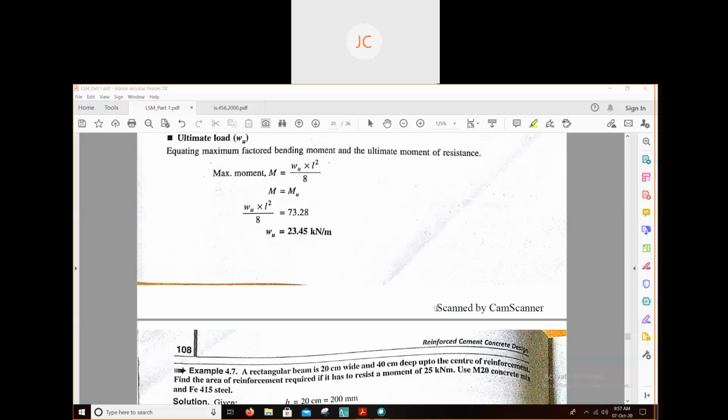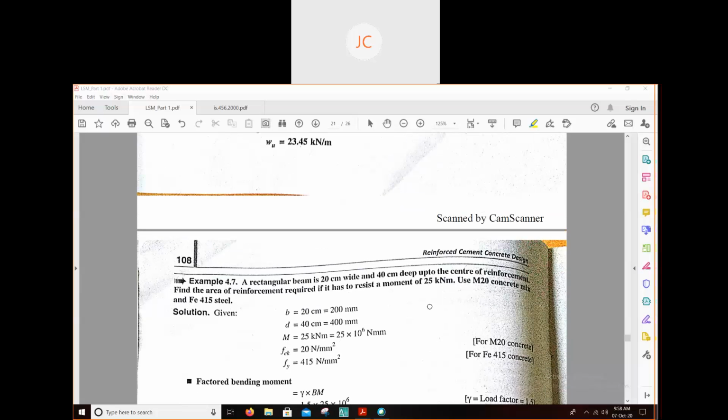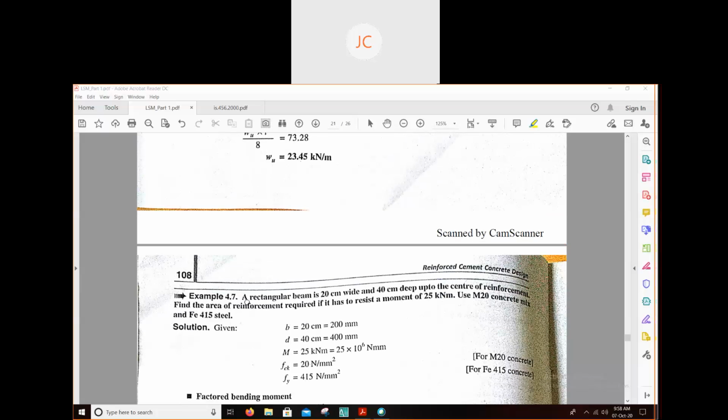First, what we have to do is find out the depth of neutral axis. See these values. B is given, D is given. Then M is given, the moment. How much moment we have to resist? It is given as 25 kilonewton meter. Then fck and fy are given. Then what we have to do? See here, we have to resist a moment of 25 kilonewton meter.